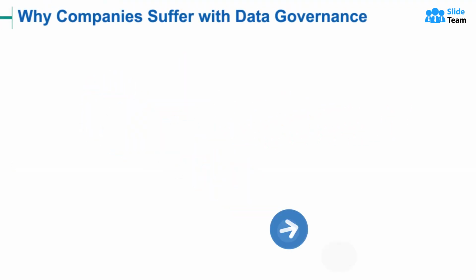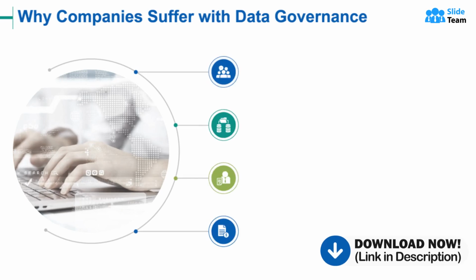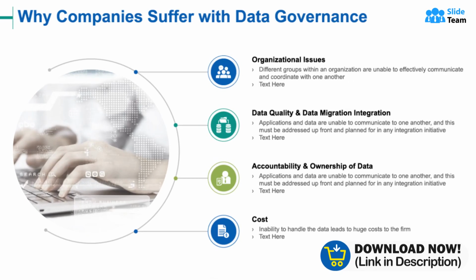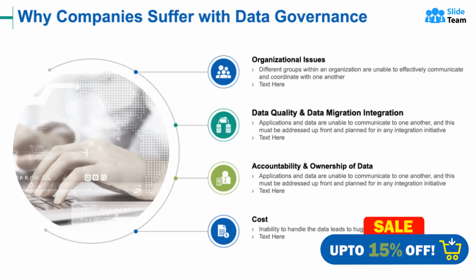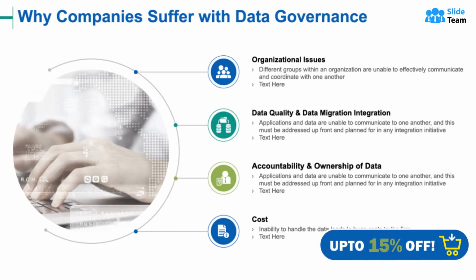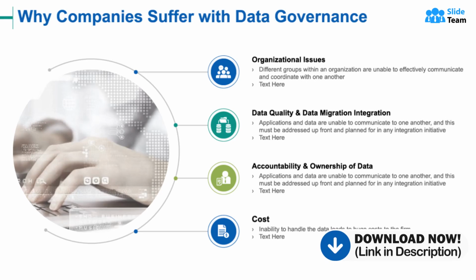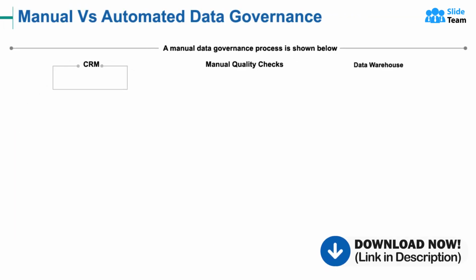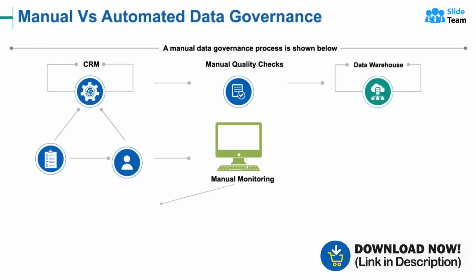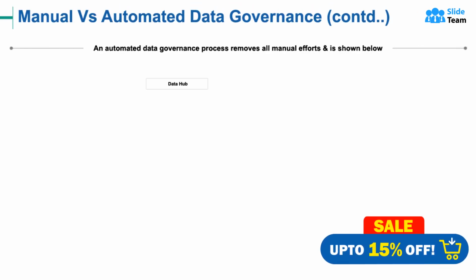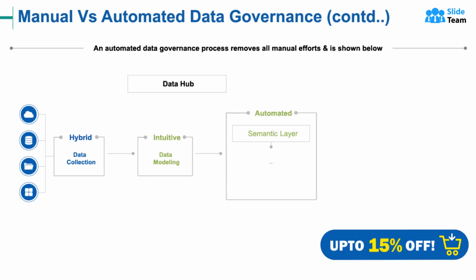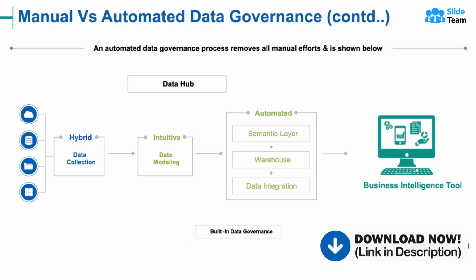Understand the underlying causes behind companies' data governance challenges, spanning organizational issues, data quality concerns, migration and integration complexities, accountability, ownership dilemmas, and cost implications. This resource discusses manual and automated data governance, employing simple-to-follow diagrams. Gain clarity on the distinctions between these approaches, empowering you to make well-informed decisions.